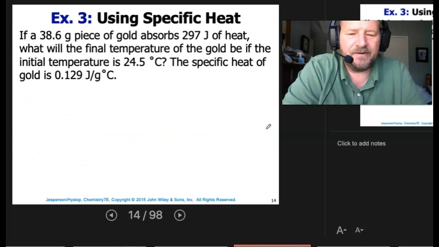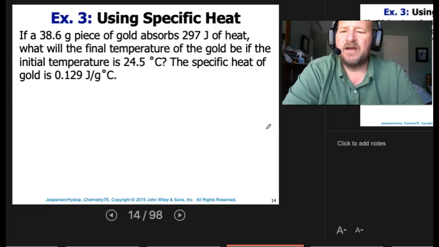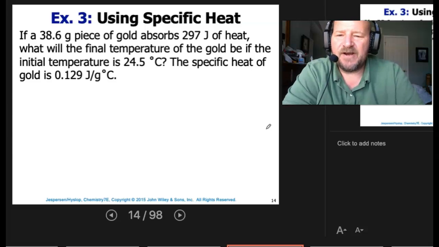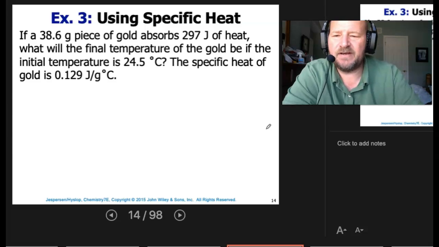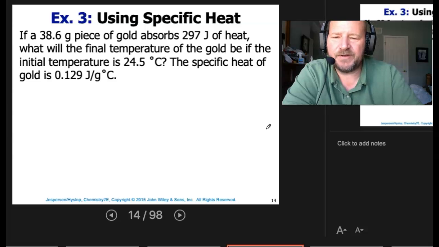All right, third example here. If a 38.6 gram piece of gold absorbs 297 joules of heat, what will the final temperature of the gold be if the initial temperature is 24.5 degrees C? The specific heat of gold is 0.129 joules per gram degree C.